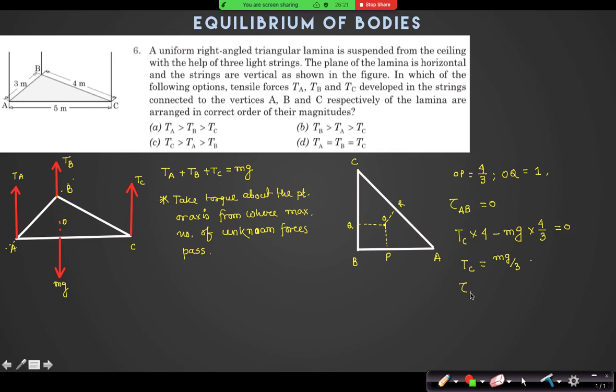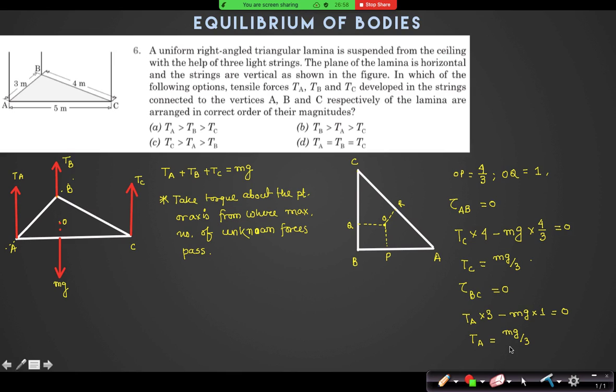Now if I take torque about BC equal to 0, torque about this line BC, who is providing torque? Sir, mg and TA. So what is torque of TA? It is TA into 3. And what is torque of mg? It is OQ, that means 1 into mg. So TA is mg by 3.